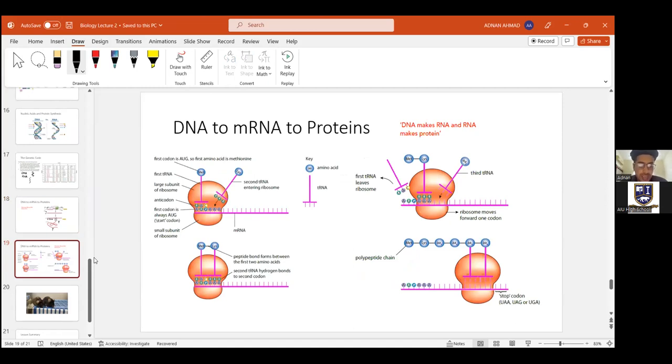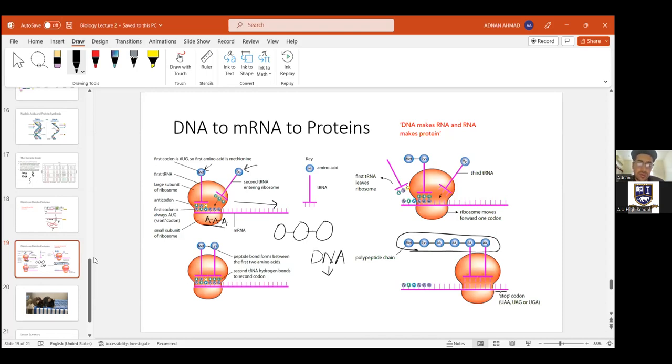You can see here that this is UAC. UAC means that we have to put methionine here, which will be brought by the transfer RNA. And again, we have AAA, adenine, adenine, and adenine. This will code for lysine. So methionine will be formed, lysine will be formed, and so on, and here you will have this chain, an amino acid chain. This is how a protein is formed from the DNA.